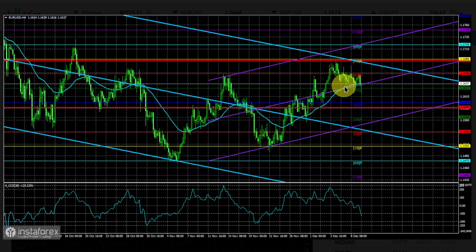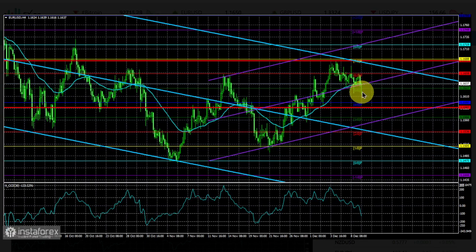The global fundamental backdrop remains crucial for the market. Recently, the dollar has often shown growth, but only within the confines of the sideways channel. There is no fundamental basis for long-term strengthening.